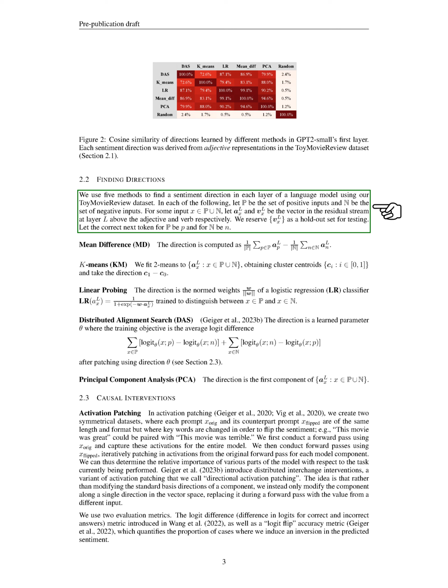To find a sentiment direction in each layer of a language model, we used our Toy Movie Review dataset and 5 different methods. We defined certain variables for positive and negative inputs, and for the vector in the residual stream at layer L above the adjective and verb respectively. We also defined the correct next token for positive and negative inputs.